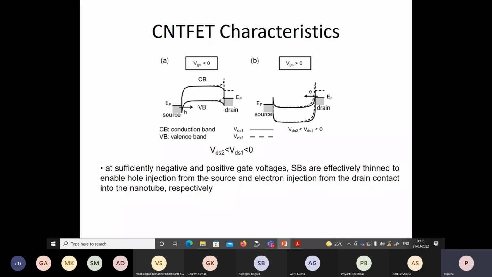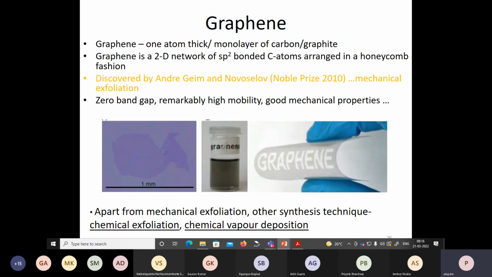Then after mentioning that, we started talking about graphene. Graphene is a kind of wonder material. It is one atom thick only. From graphite, which is a stack of layers connected through van der Waals force, if you manage to detach and achieve a single layer, then it is graphene. So it is a monolayer of carbon. Monolayer means a single layer of carbon or graphite, right?